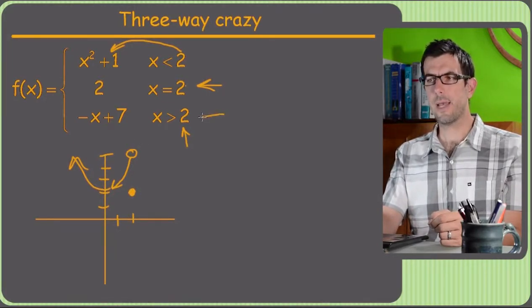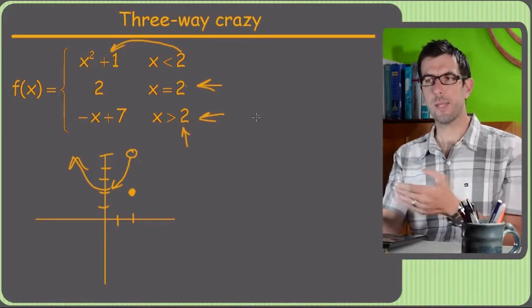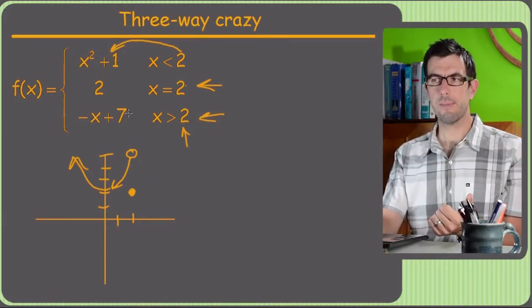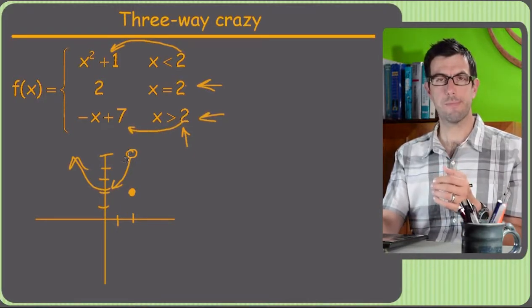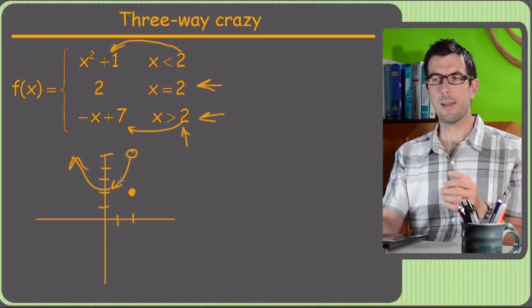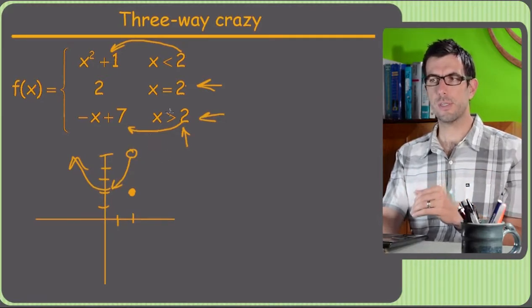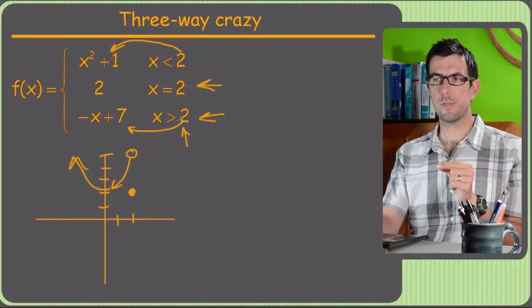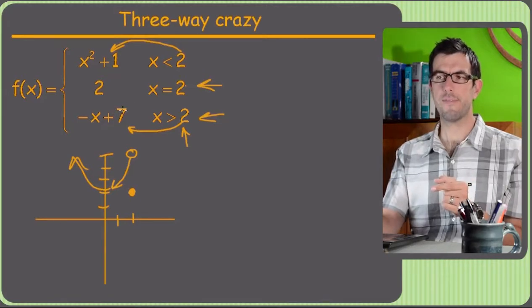And then this last line accounts for everything else. Everything to the right of 2 is negative x plus 7. So what we're going to do is figure out what happens at the handoff point when the baton is being passed from the left function to the right function. It's going to be at x equals 2, so we'll plug in 2 and we get negative 2 plus 7 is 5.